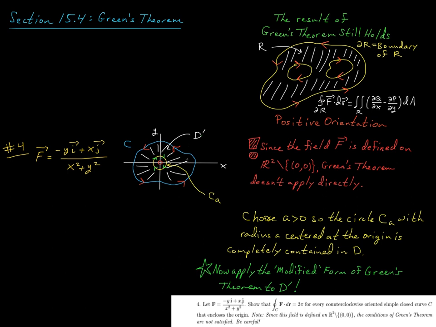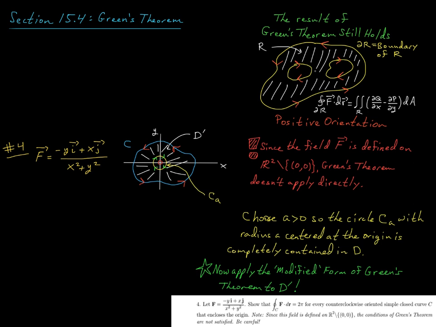Notice D prime does not contain the origin, and so now the components of the vector field F are nicely behaved on D prime. They will possess continuous partial derivatives on that region. So I can apply this modified form of Green's theorem on D prime. Now, D prime not being simply connected means that we do have to be careful when it comes to the orientation of its boundary.